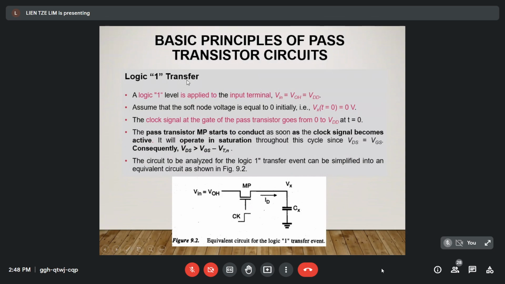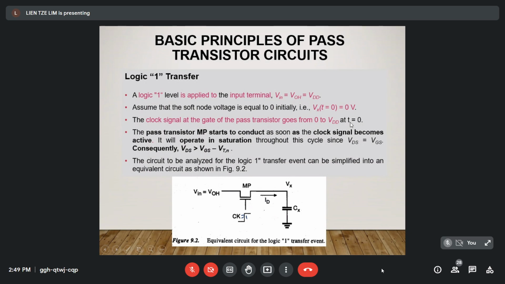Okay, for logic 1 transfer, it means that when Vin is high and the clock signal is 1, a logic 1 level is applied to the input terminal. Vin is equal to VOH, which equals VDD. Assume that the soft node voltage is equal to 0 initially, so Vx is equal to 0 volt. The clock signal at the gate of the pass transistor goes from 0 to VDD at t equals to 0.